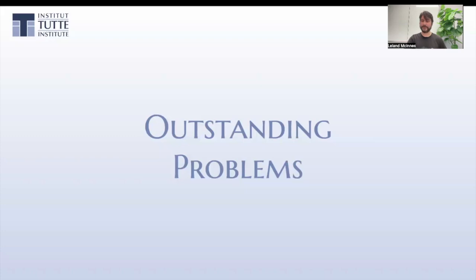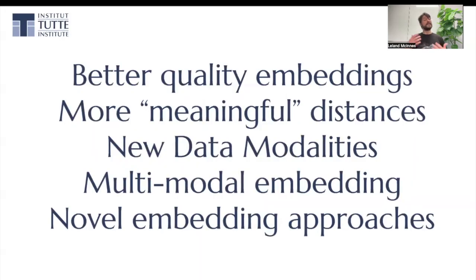Isn't this already solved? We have these neural embeddings. Well, you can always get better quality embeddings and more meaningful distances, different kinds of meaningful distances. New data modalities are critically important. A lot of the unclassified work on this is all in images, video, text. But as mentioned, we're interested in source code, system logs, network flows, all kinds of other data for which there aren't already embeddings that work.